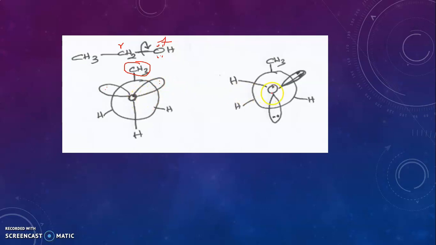Whereas here this is also stable, but there will be a small interaction between this methyl and this hydrogen. This interaction is not so big, but if you compare these two, this must be the most stable one. Are you clear? So this is the most stable conformer.